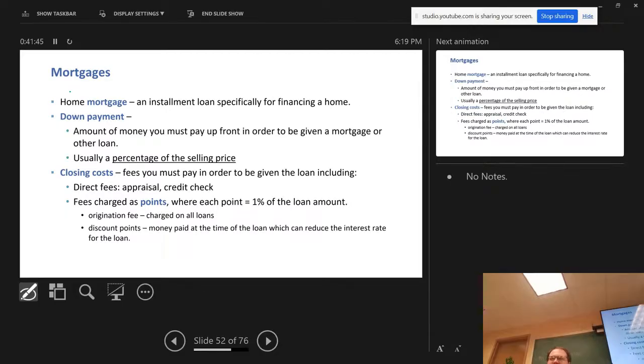Okay, mortgages. That's typically one of the biggest loans that people get. Has things associated with it, down payment. Basically, the amount you have to give somebody in order to get the loan. Usually a percentage of the selling price. Most places require, I believe, 3% down. Standard's 20. 20 to 25.